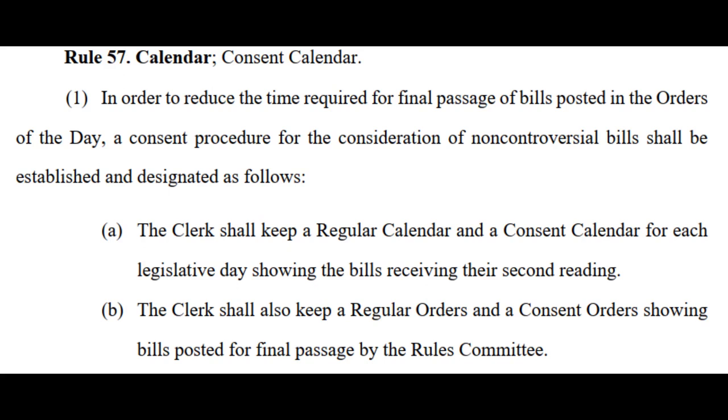Rule 57. Calendar, consent calendar. 1. In order to reduce the time required for final passage of bills posted in the orders of the day, a consent procedure for the consideration of non-controversial bills shall be established and designated as follows. A. The clerk shall keep a regular calendar and a consent calendar for each legislative day showing the bills receiving their second reading. B. The clerk shall also keep a regular orders and a consent orders showing bills posted for final passage by the Rules Committee.